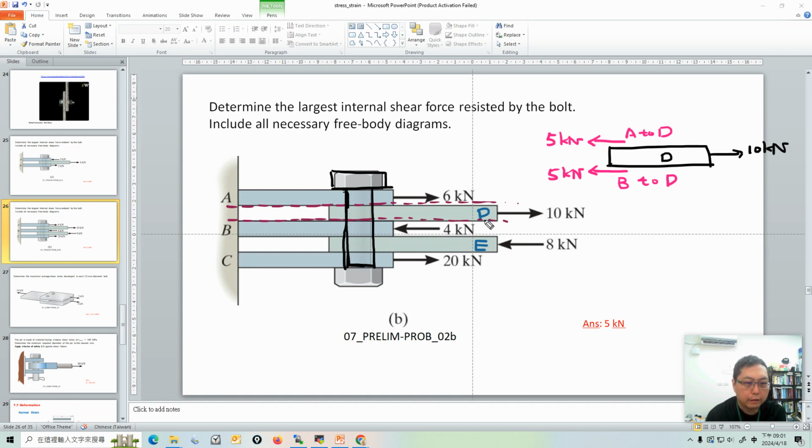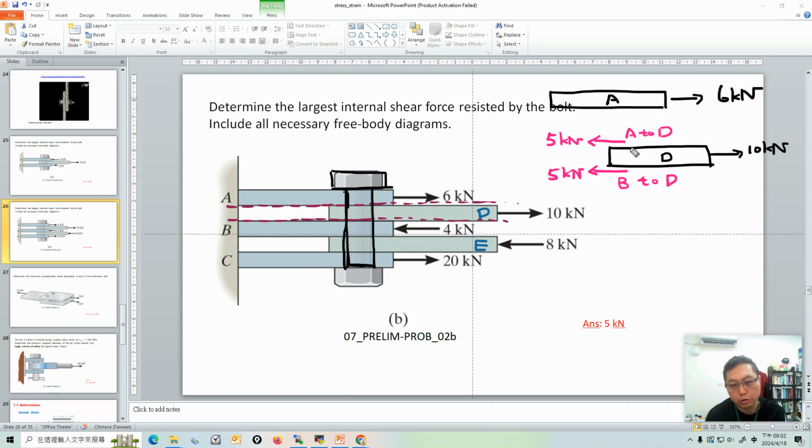The next thing is A and B. Let's draw A here, and start from A. There's an external force on A, 6 kilonewton to the right. A also has a force on D.